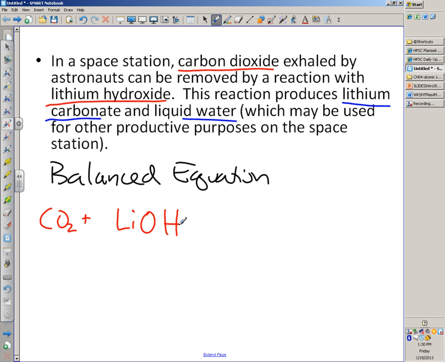Lithium hydroxide. Your reactants are right. Make sure you find carbonate.